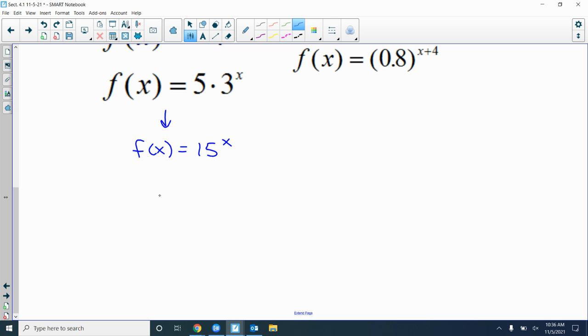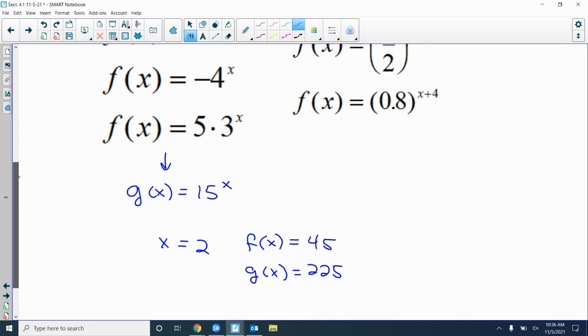So if you plug in the number 2, if x equals 2, 3 squared is 9. 9 times 5 is 45. So f of x equals 45. Let me call that g of x. What does g of x equal? What's 15 to the second power? 225. So g of x would be 225. If it was true, they'd have to be the same. So you cannot do that. You have to keep that constant out in front.